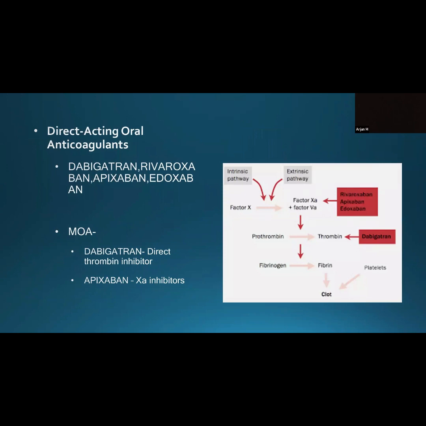With regards to directly acting oral anticoagulants, these are dabigatran, rivaroxaban, apixaban, and edoxaban. So dabigatran is a direct thrombin inhibitor, while apixaban is a 10A inhibitor. And all these four drugs, dabigatran, edoxaban, apixaban, and rivaroxaban, are available in our country.